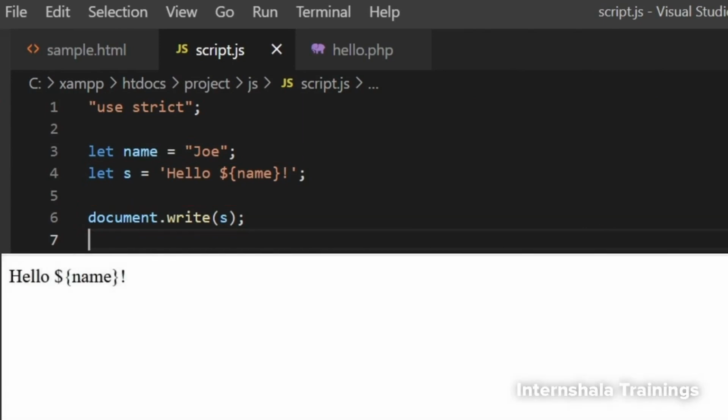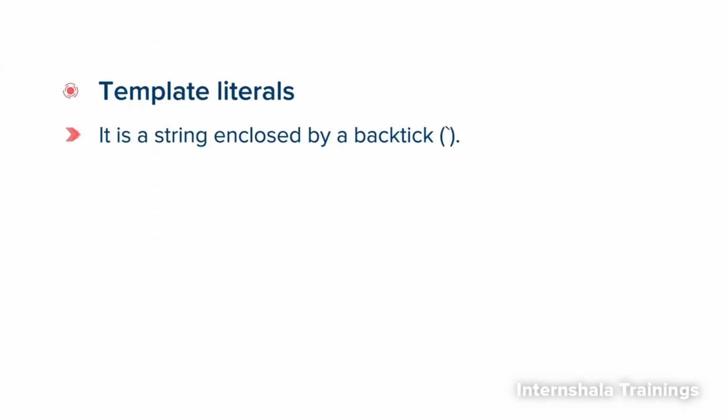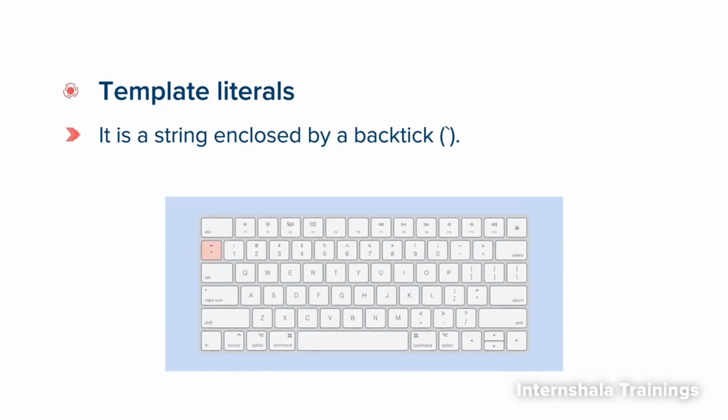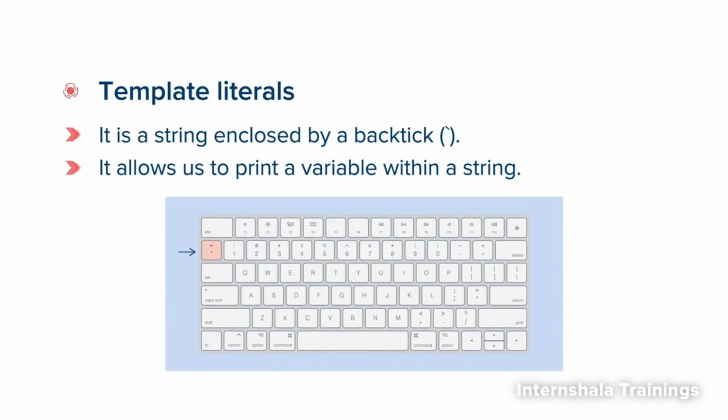Now, when we execute the code, the output will always show as hello name because it recognizes the name as a string instead of the variable. This means we cannot print a variable within a string. So here comes template literals into the picture. Template literals are the strings enclosed by backtick. You can find the backtick symbol above the tab key in your keyboard. It allows us to print a variable within a string.